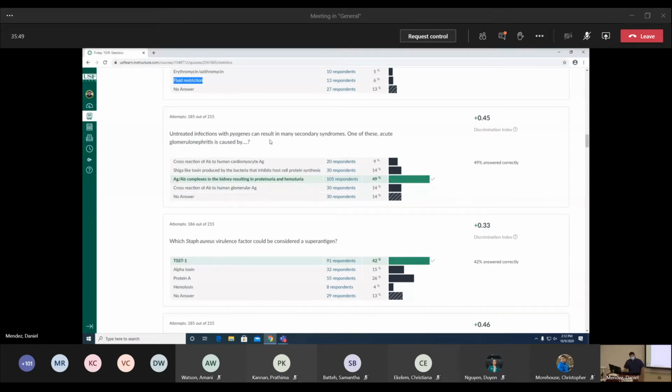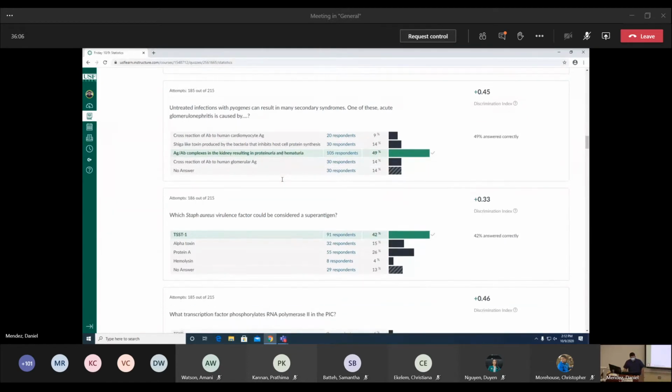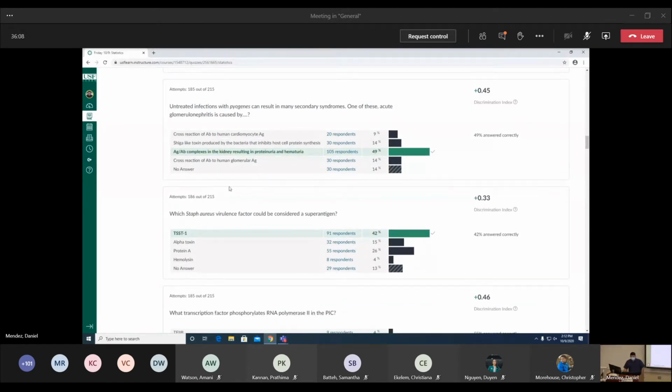In strep pyogenes, when we have acute glomerulonephritis, it is a type 3 hypersensitivity. So it's antigen and antibody complexes binding together and getting stuck in certain places, and where they're actually getting stuck is in that glomerulus, and it causes proteinuria and hematuria. It's just going to be protein in the urine and blood in the urine.